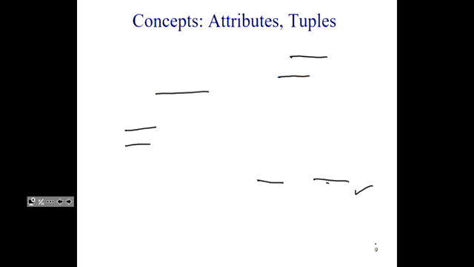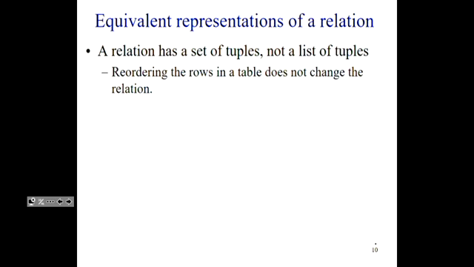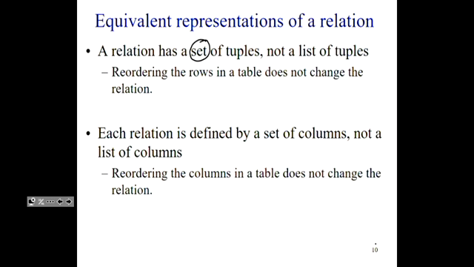Even though the relation was represented in this way, there are many alternate representations of the same relation that are all equivalent. Let's look at that. First, a relation is a set of tuples, not a list of tuples. Reordering the rows or the tuples in a table does not change the relation. It is the same relation. It's the same table. Similarly, a relation is defined by a set of columns, not a list of columns. If you reorder the columns, it doesn't change the meaning. It doesn't change the relation. It doesn't change the table.